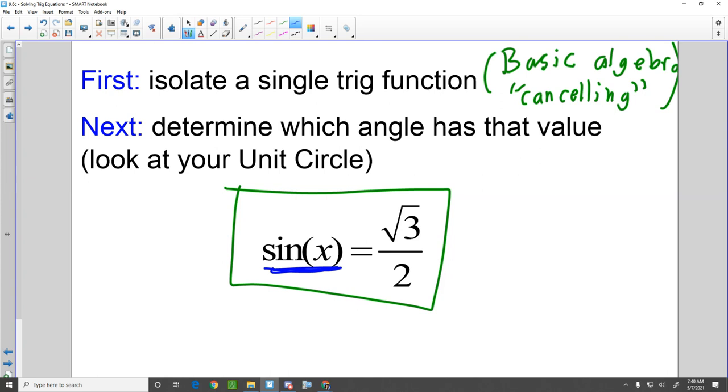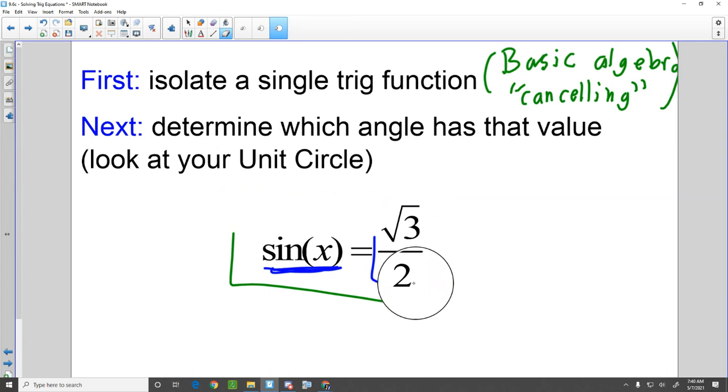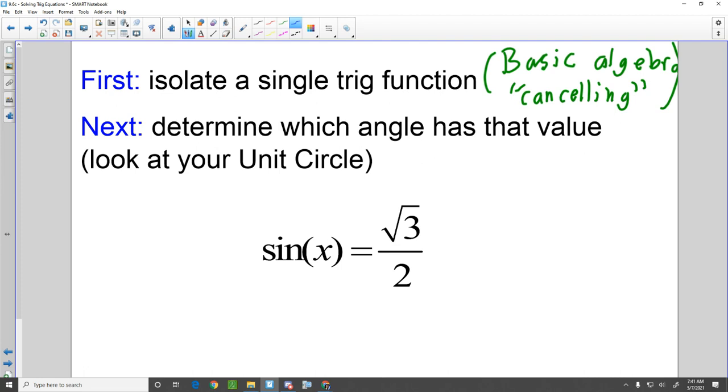You have a single trig function, and on the right side, you got some number, some value that hopefully should look like one of those coordinates on our unit circle that we know and love so well. Because once your equation looks like this, then it's time for step 2, which is what you did in our warm-up basically.